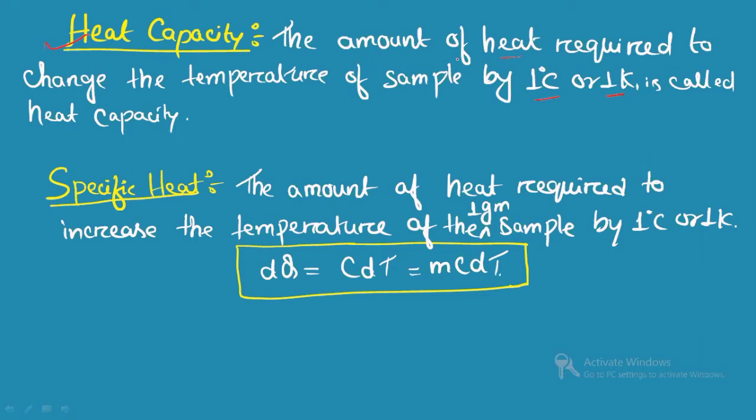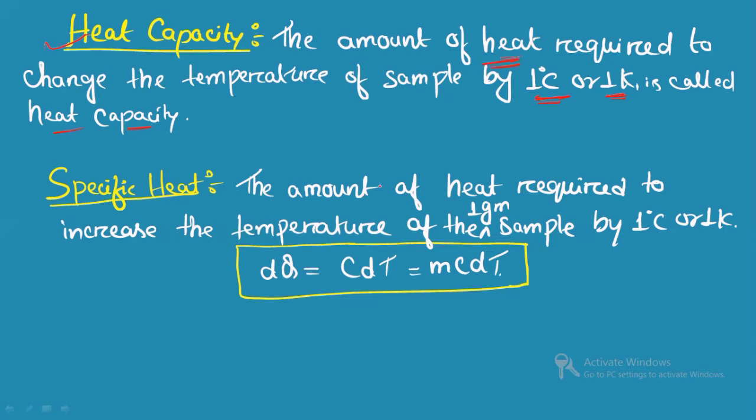Heat capacity is the amount of heat required to change the temperature of a sample by 1 degree Celsius or 1 Kelvin. So you can say that heat capacity is that amount of heat which changes the temperature of a sample by 1 degree Celsius or 1 Kelvin. This is what heat capacity means. Alright. Now we will see what specific heat means.